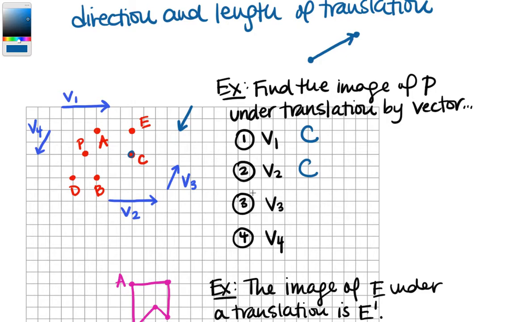Now for something a little different, we want to slide it under V3. Well, V3 goes up 2 units and right 1 unit. From P, up 2 units and right 1 unit ends up at A. And V4 does the opposite. It goes down 2 and left 1. And from P, down 2 and left 1 ends up at D.